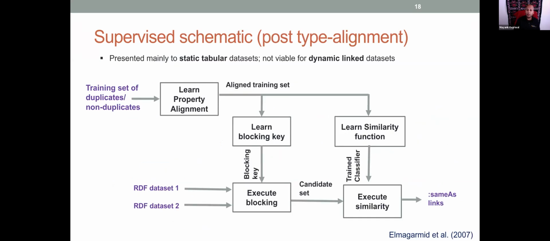But it turns out that when we went into this, what we really found was that there was a supervised way of dealing with some of these problems, but no one had put everything together. So we had to first put everything together, even just to build a baseline. The idea was that you give a training set of duplicates and non-duplicates, and you can learn a property alignment. We're not dealing with class alignment in this; there's a separate algorithm for that. Then you learn the blocking key, you learn the similarity function, you take the two knowledge graphs, you execute the blocking and similarity, and you get the same-as. But it requires this training set, which can be problematic, the moment you change your data sets, let alone the domains.